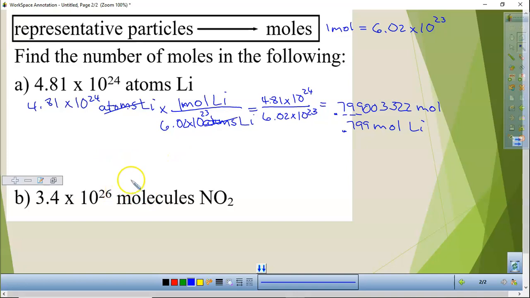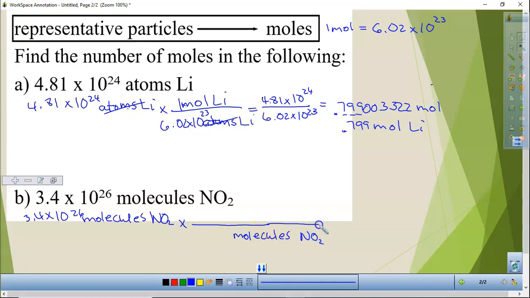Okay, let's try this one down here. We're going to use the same conversion factor up here. 1 mole is equal to Avogadro's number of any particle. So we go back down here. My given is 3.4 times 10 to the 26 molecules. Molecules is a particle. Okay, so next I just go down my unit. My unit is molecules of nitrogen dioxide, sorry. So I put molecules of NO2.